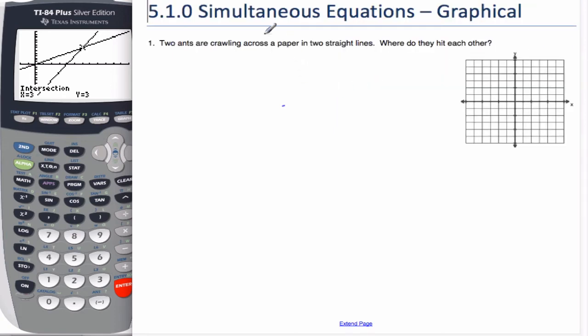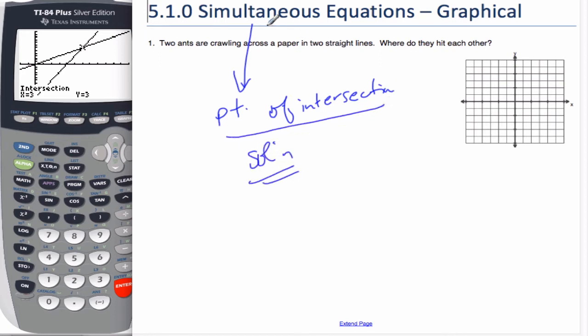Just to summarize, the solution to this is the point of intersection. That's the solution. That's what you're looking for, the point of intersection. That's the solution to simultaneous equations. It's where they share the same point.